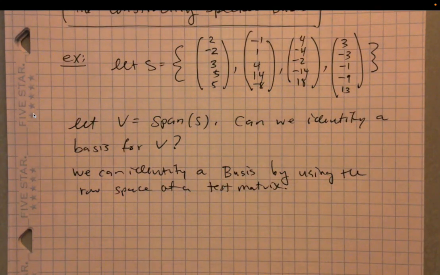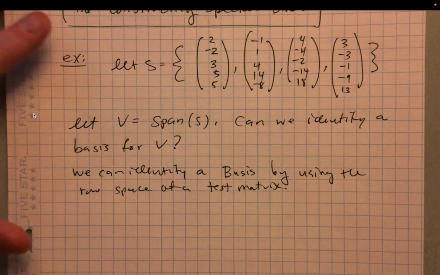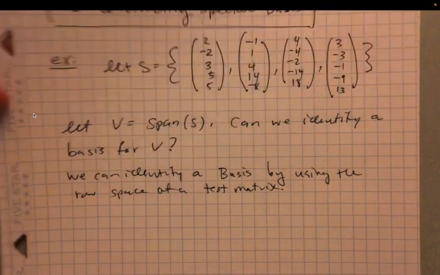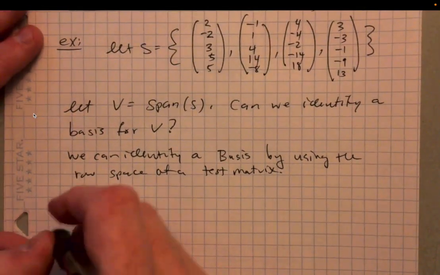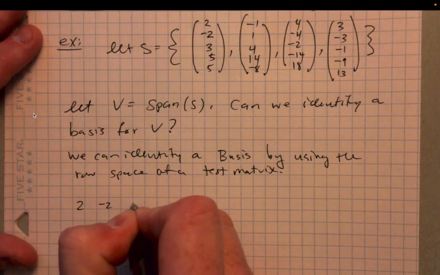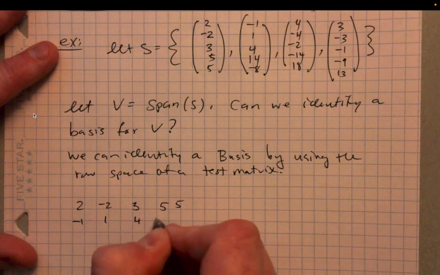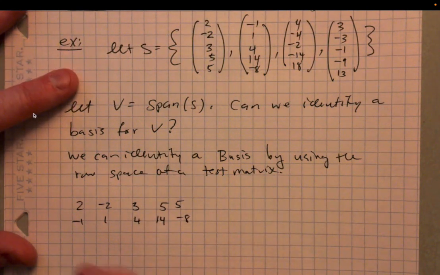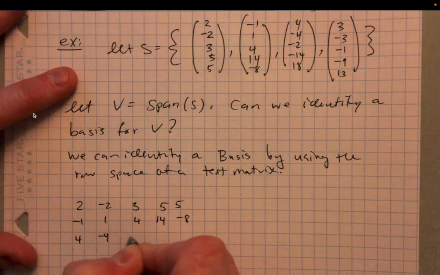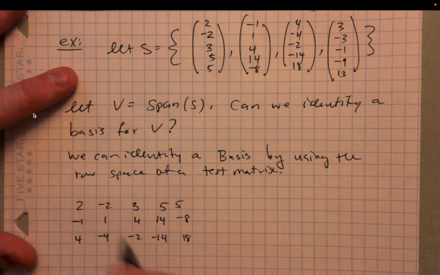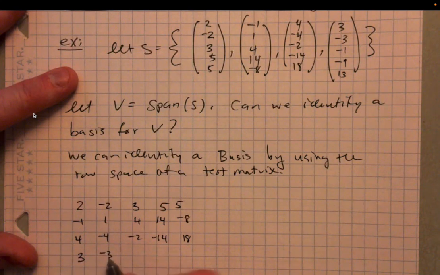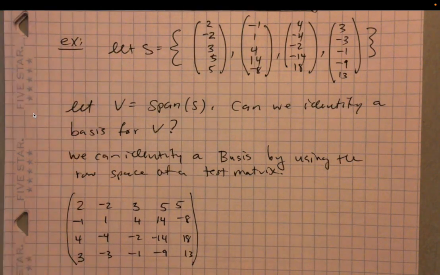Kind of like what we did previously, where we identified the spanning set using the row space of a test matrix. We're going to do the same kind of thing here. We take the elements of S and plug them into a test matrix as the rows, not the columns. So 2, -2, 3, 5, 5 is the first row. -1, 1, 4, 14, -8 is the second row. 4, -2, -14, 18 is the third row. And then 3, -1, -9, 13 for the final row.